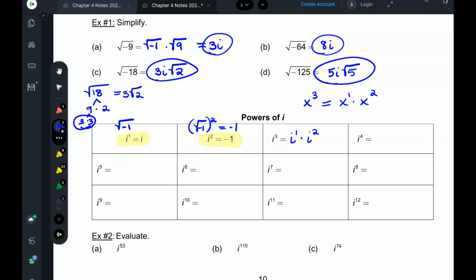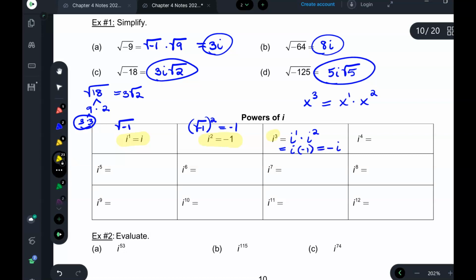But i squared is -1, so it's i times -1. So i to the third is negative i, the same thing as -i. Because if I broke this up, i squared we already said was -1, so -1 times i is just -i.